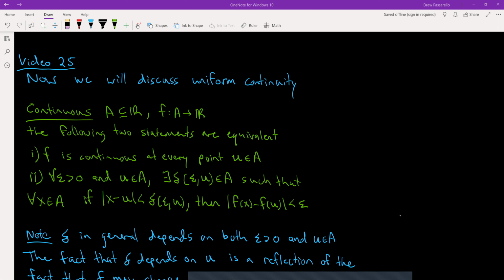F is continuous at every point u in A, and that's equivalent to bullet point 2, which says for all epsilon greater than 0 and u in A, there exists a delta, and this is put in parentheses, epsilon and u, such that for all x in A, if the absolute value of x minus u is less than this particular delta, then the absolute value of f of x minus f of u is less than epsilon.